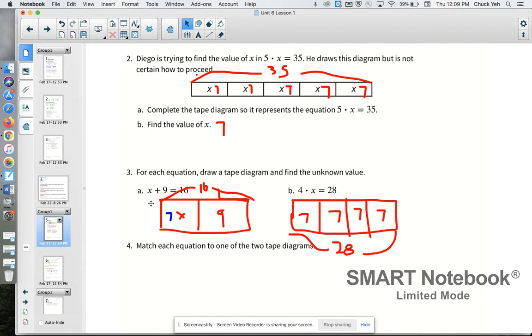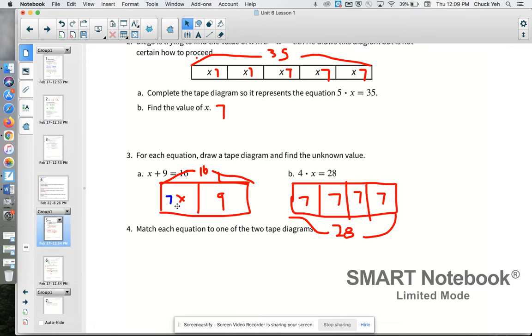Then number 3, x plus 9 equals 16. So 7 here and then 9 here. That's an x right there. Okay. And then for B, 4 times what equals 28? That's 7.